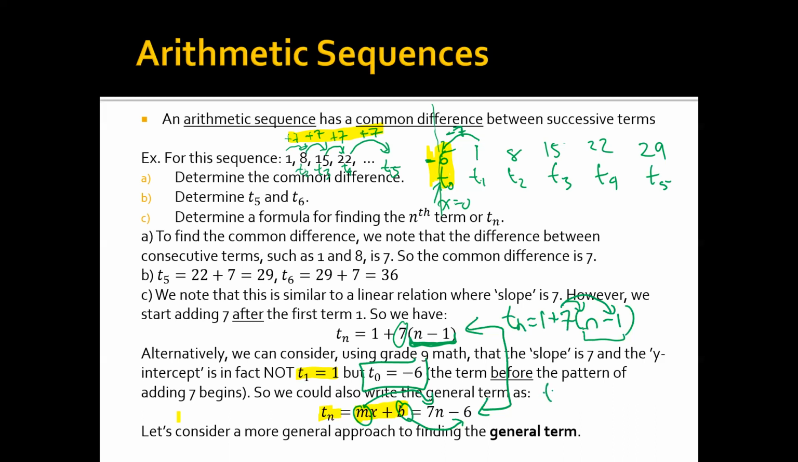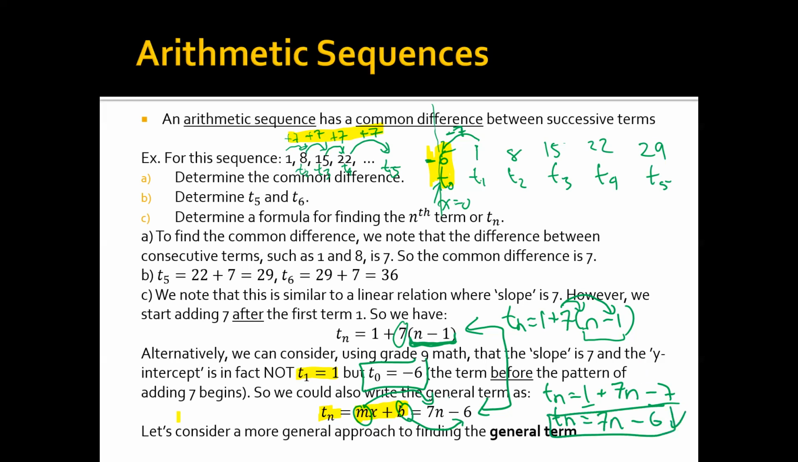Well, when we do that, we end up getting t at n is equal to 1 plus 7 times n, which is 7n, and 7 times -1, which is -7. And notice what happens here. We have 1 minus 7. What's 1 minus 7? 1 minus 7 is -6. So notice that we get the exact same expression either way.